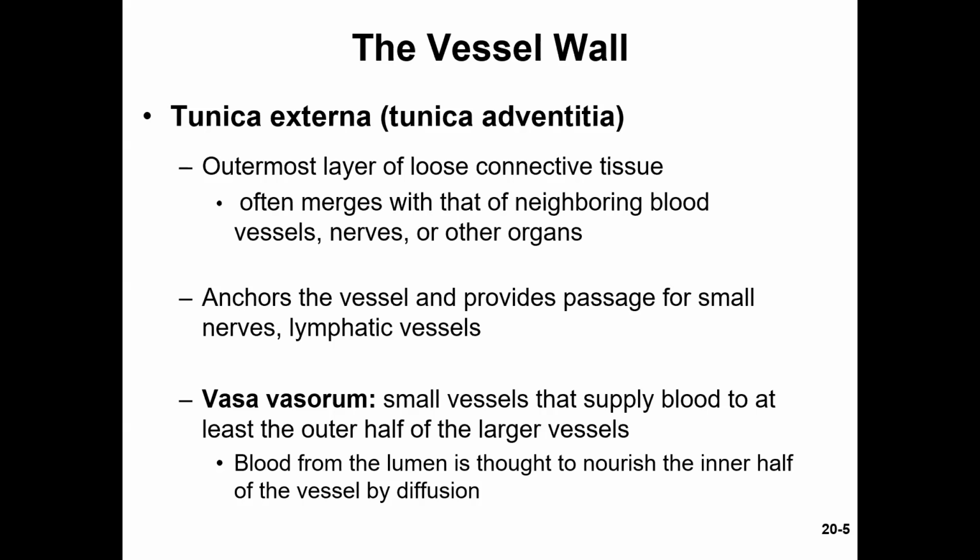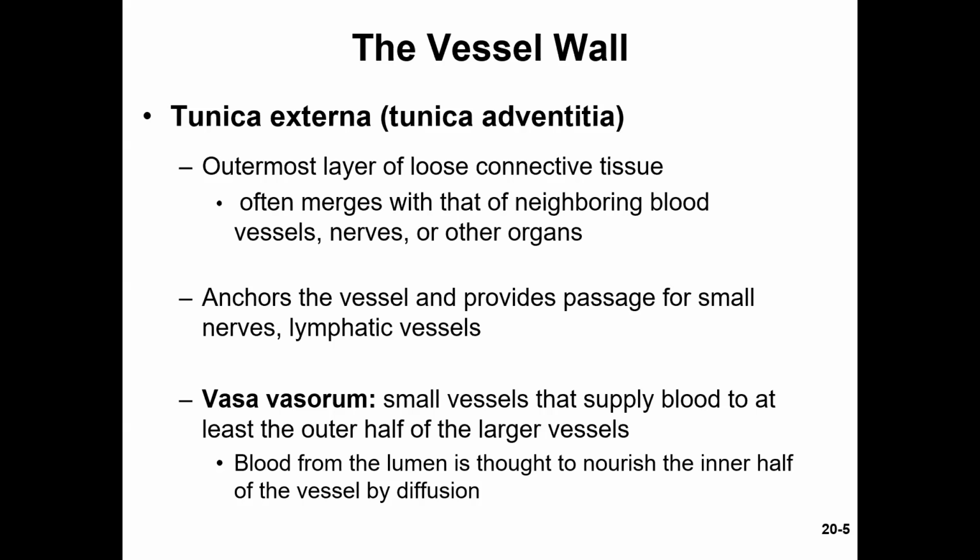The vasa vasorum, the small vessels that supply blood to at least the outer half of the larger vessels. Blood from the lumen is thought to nourish the inner half of the vessel by diffusion. So these layers are going to need nourished as well in order to stay healthy and function at their optimum.